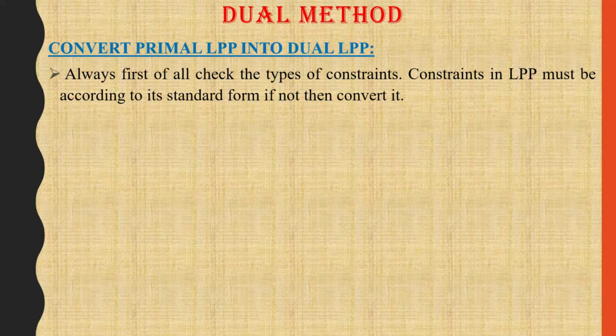First of all, check the types of constraints. Constraints in an LPP must be according to its standard form. If not, then convert them. Standard form means that if the problem is maximization, then all the signs should be less than or equal to. If the problem is minimization, then all the signs should be greater than or equal to. If it is equal to, then it's fine.